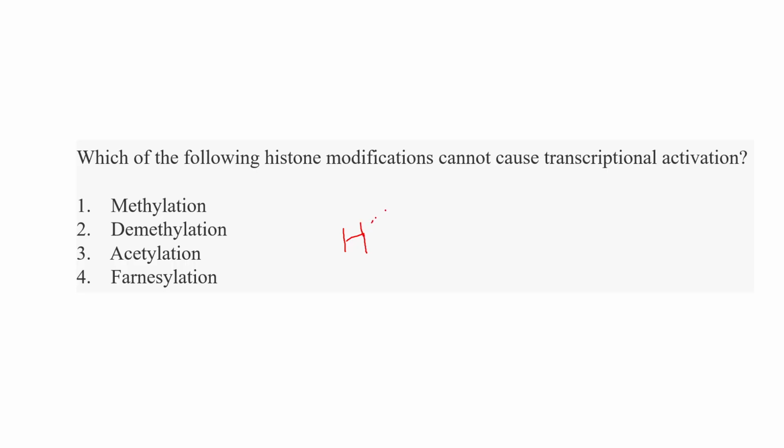It is H3K4Me3. Now it is a methylation. That means, in principle, it should be repressing the transcription, but it is an active promoter mark. That means this methylation, if it is present, will cause the activation.